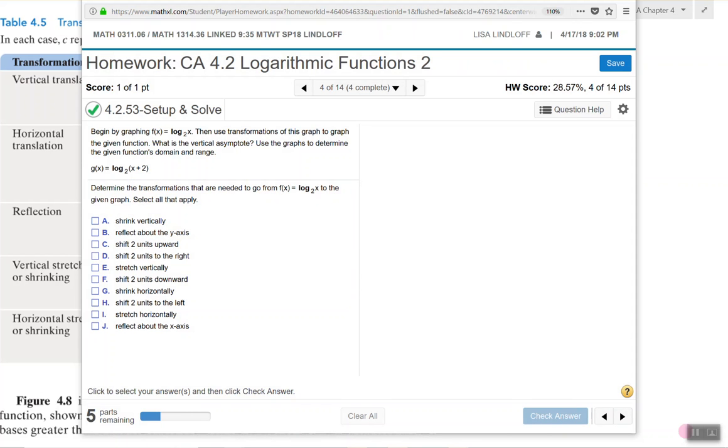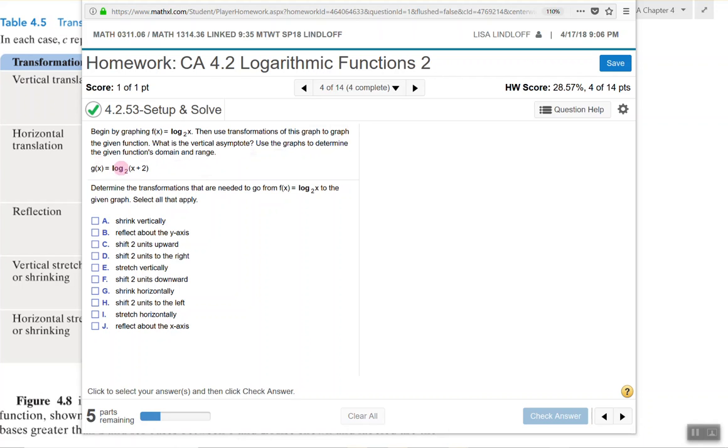We're going to do at least one of these. Unlike the last lesson that we had on exponentials, I'm not going to do every single one of these because the process is so very much like what we did with exponentials. All right, it says begin by graphing f of x equals log base 2 of x. Then use the transformation of this graph to graph the given function. What is the vertical asymptote? Use the graph to determine the given function's domain and range.